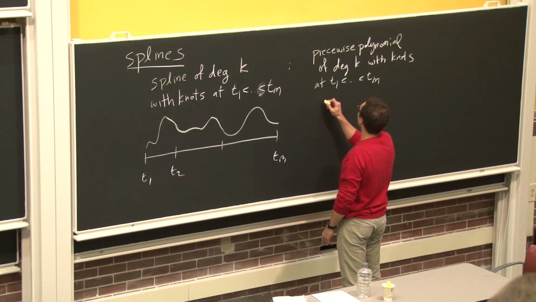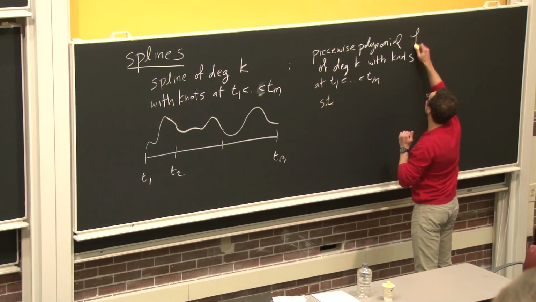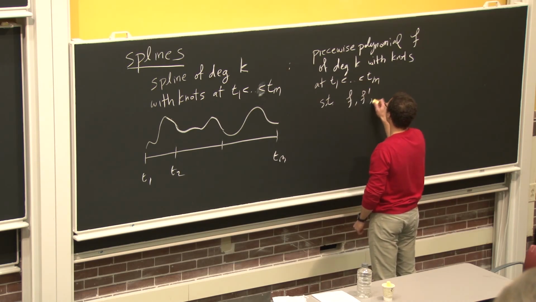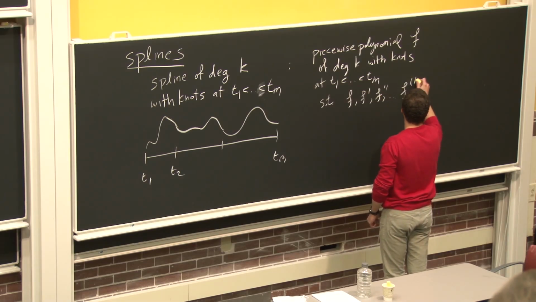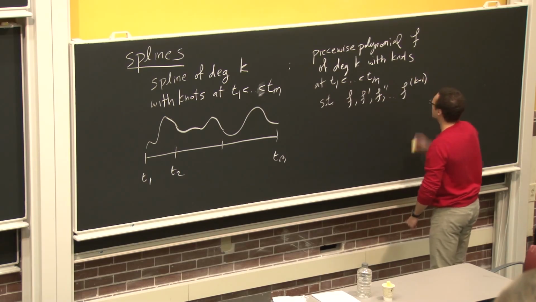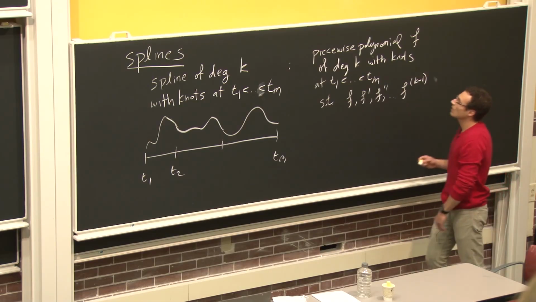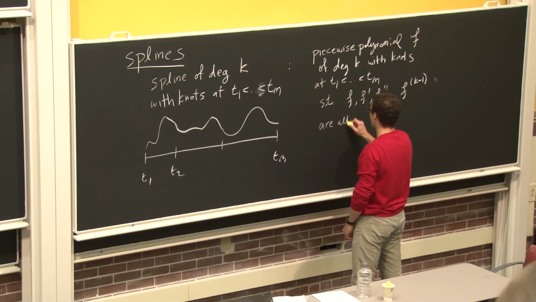Okay, so let's just call this f. f itself, f prime, f double prime, all the way up through f to the k minus 1, the k minus first derivative, these are all continuous functions.